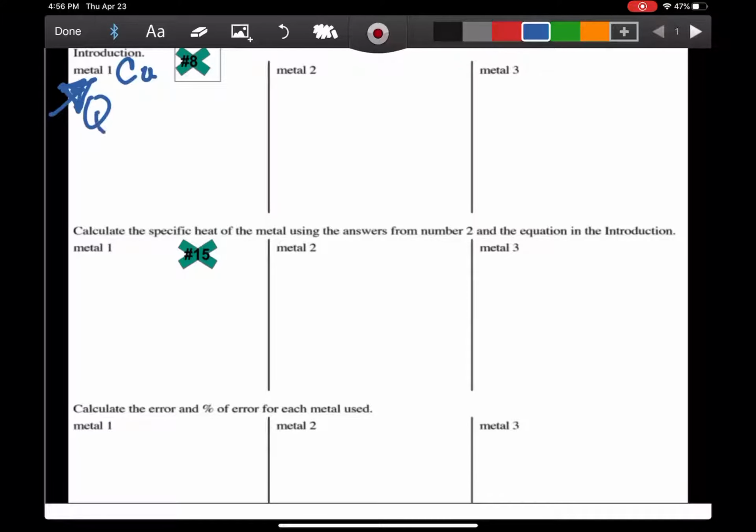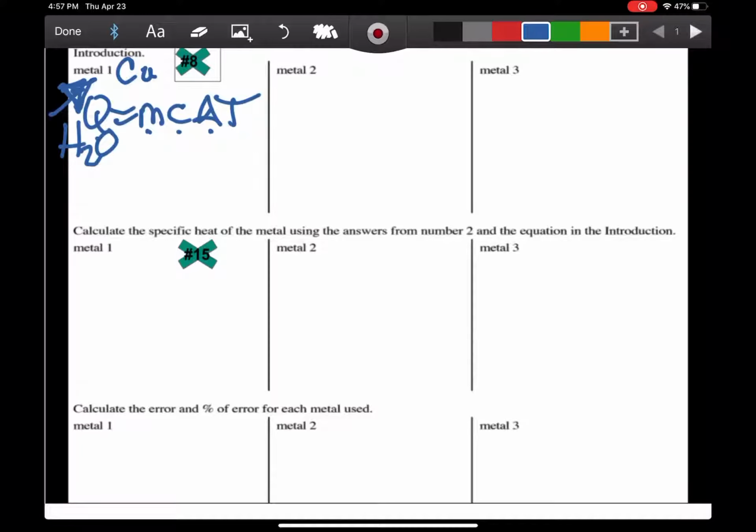So we're going to be using Q equals mcΔT. Q is heat, m is mass, c is specific heat. Delta T means change in temperature, as you know. The first part is about what the water is doing, so we want to know how much heat the water gained. So Q for the water is what we're going to find.